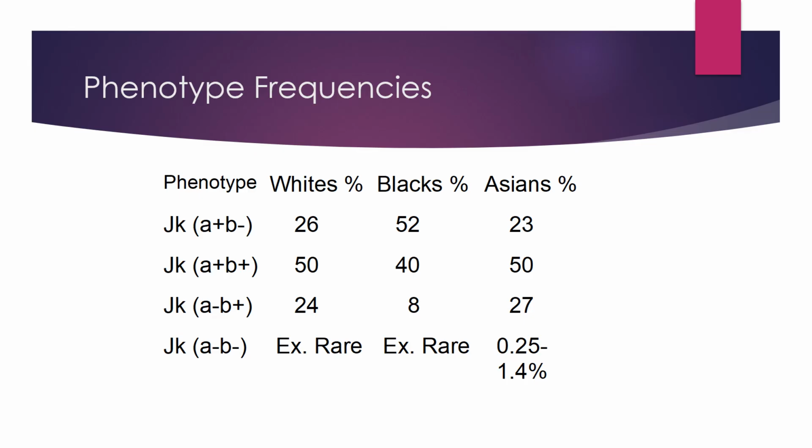Caucasians and Asians have relatively similar phenotype frequencies, except that Asians are more likely to be JKA and JKB negative than the other two ethnic groups. This is because of the dominant suppressor, In(Jk), that is found in this population. African Americans are more likely to be JKB negative than the other two ethnic groups. You should be familiar with the phenotype frequencies of these three ethnic groups, as they often come up in exam questions.